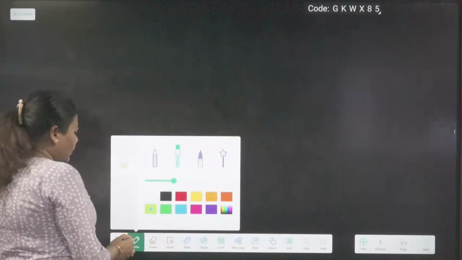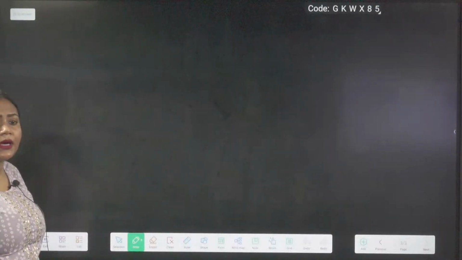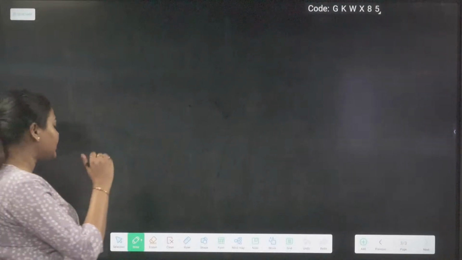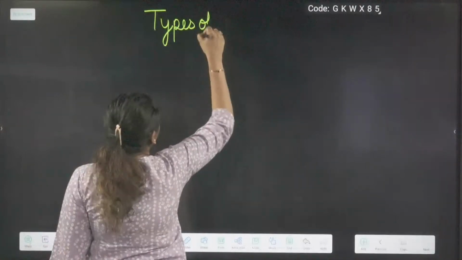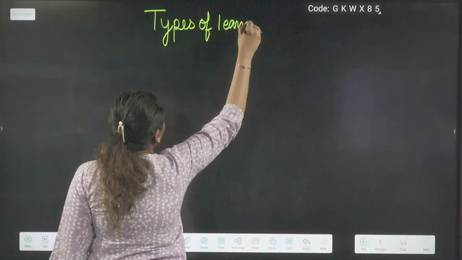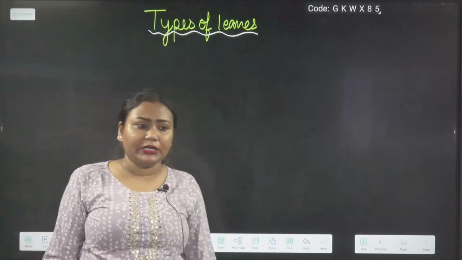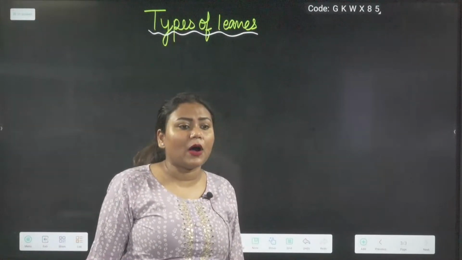Now, what is our next topic? Our next topic is types of leaves. Two types of leaves are there: simple leaf and compound leaf.